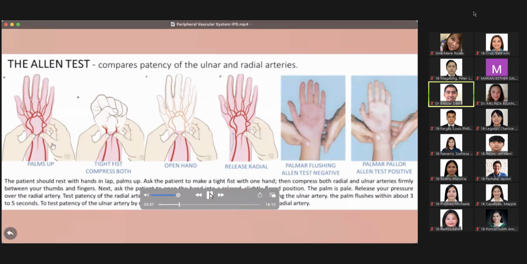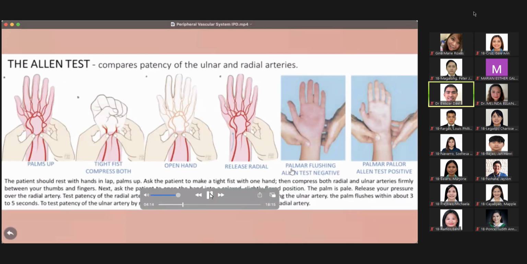For the radial artery, palms up, tight fist, and then you compress both the radial and ulnar arteries. Then you open the hand, which should appear pale, and after that you release the radial artery. Then there should be flushing within about 3 to 5 seconds. For the other one, you release the ulnar artery and check for the flushing.